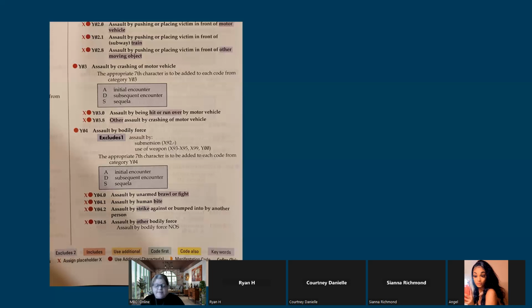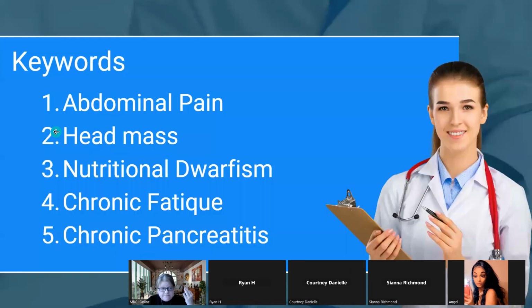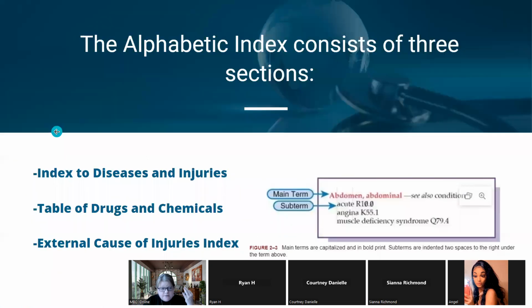Yes, ma'am. The alphabetic index is made up of 3 sections: diseases and injuries, drugs and chemicals, and the external cause of injuries index. Give me a second and I will find it.